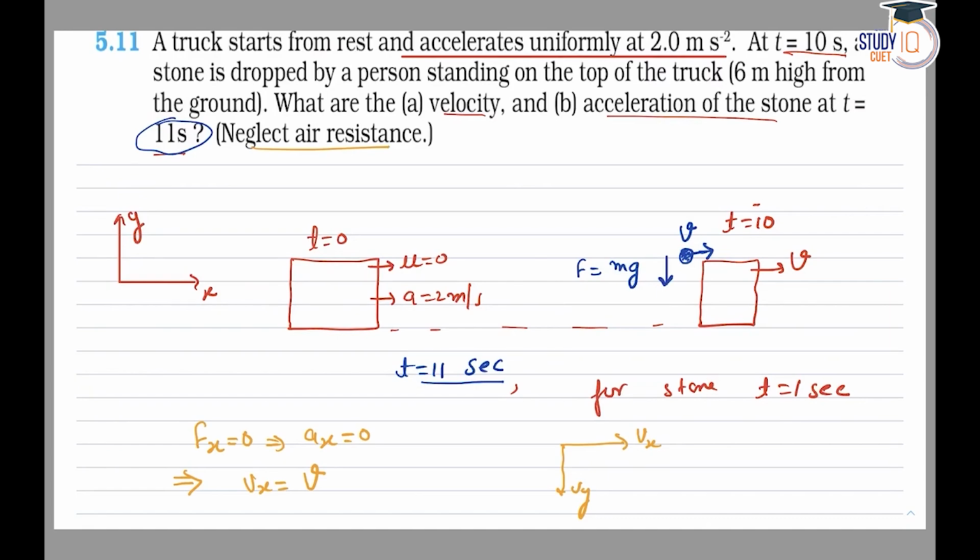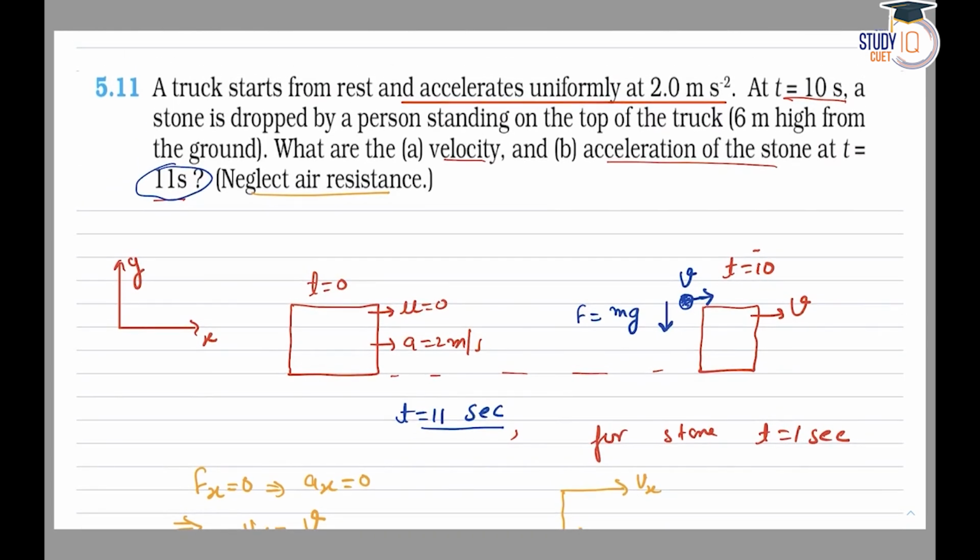Now, in order to find the velocity of the truck at t equal to 10 seconds, we can use the equation of motion for the truck, v equal to u plus at. This implies v is equal to initial velocity 0, plus acceleration 2 times time 10 seconds. So the velocity of the truck at t equal to 10 seconds is 20 meter per second. The velocity of the stone in the x direction will remain the same as there is no acceleration in the x direction, that is 20 meter per second.